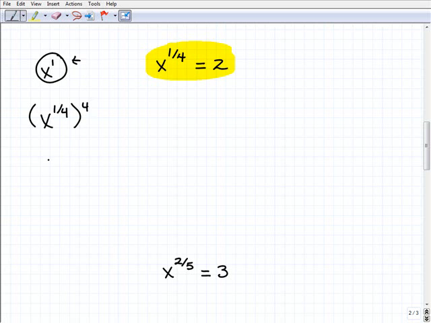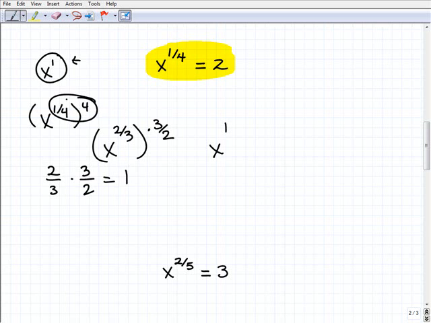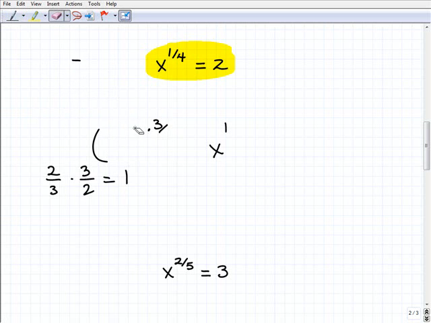Now, if you notice, let's look at something else here. What if I had x to the 2/3? How can I get to x to the first? Well, if I multiply by 3/2, 2/3 times 3/2 is what? It's 1. So the pattern here is the reciprocal. The reciprocal of the rational exponent, if you raise both sides of the equation by it, you should be fine. So let's go ahead and see how this works in practice.